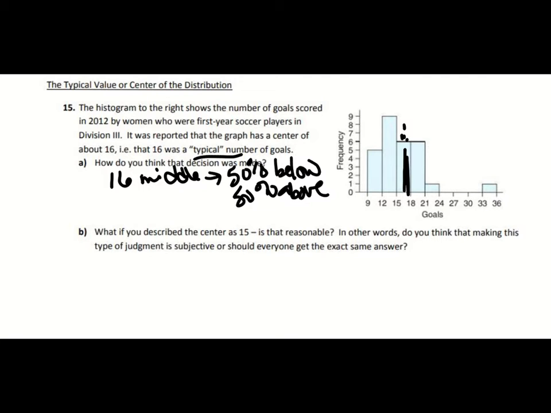The first bar has 5, the next one has 9, this one has 1, this one has 1, this one has 6. So that's 14 in here. These two together have 6, 7, 8. So this bar in here has 6. Is it reasonable for the center to be 15? It's possible, because if the center is 15, that's kind of right in the middle. There's 8 there. If it's 15, that's kind of in the middle. That's reasonable. Do you think making this judgment is subjective? Not everyone will get the same answer. So it's reasonable.